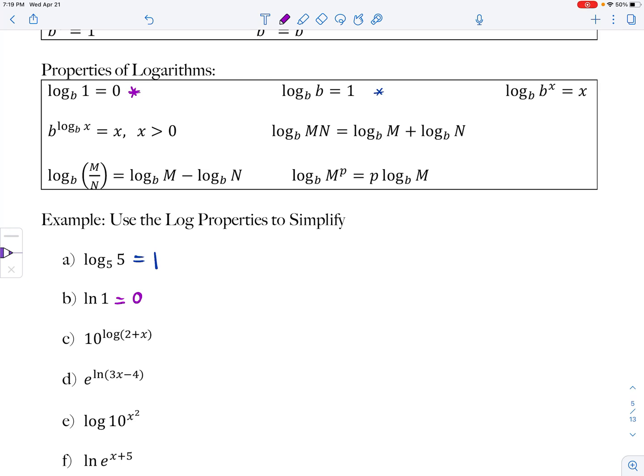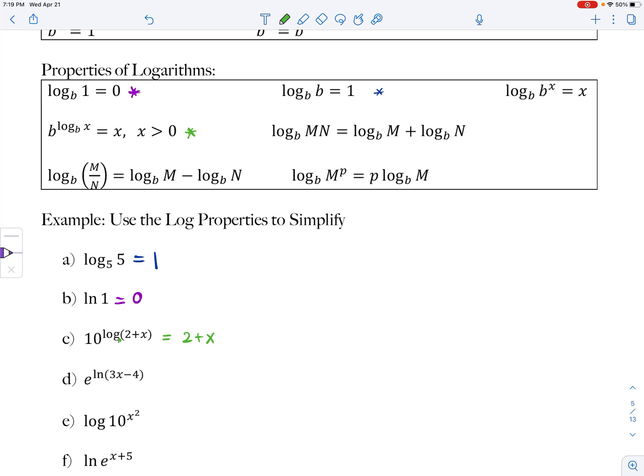Okay, and then the C, 10 to the log of 2 plus x is actually equal to 2 plus x. Okay, and that is this property that's right below that top one. So if the bases, and remember this is the same as log base 10, right? You don't need to write the base.